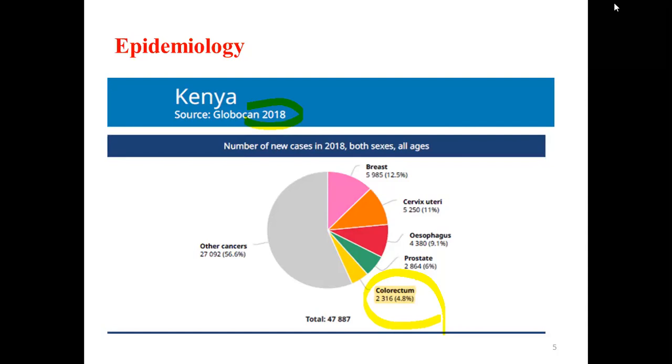Gouty arthritis is mostly due to uric acid accumulation, due to underexcretion of uric acid. But let me see whether there is a correlation between gouty arthritis and colorectal cancer. Yes, this one I have to check. I'm not very sure about this component. Okay, colorectal cancer.